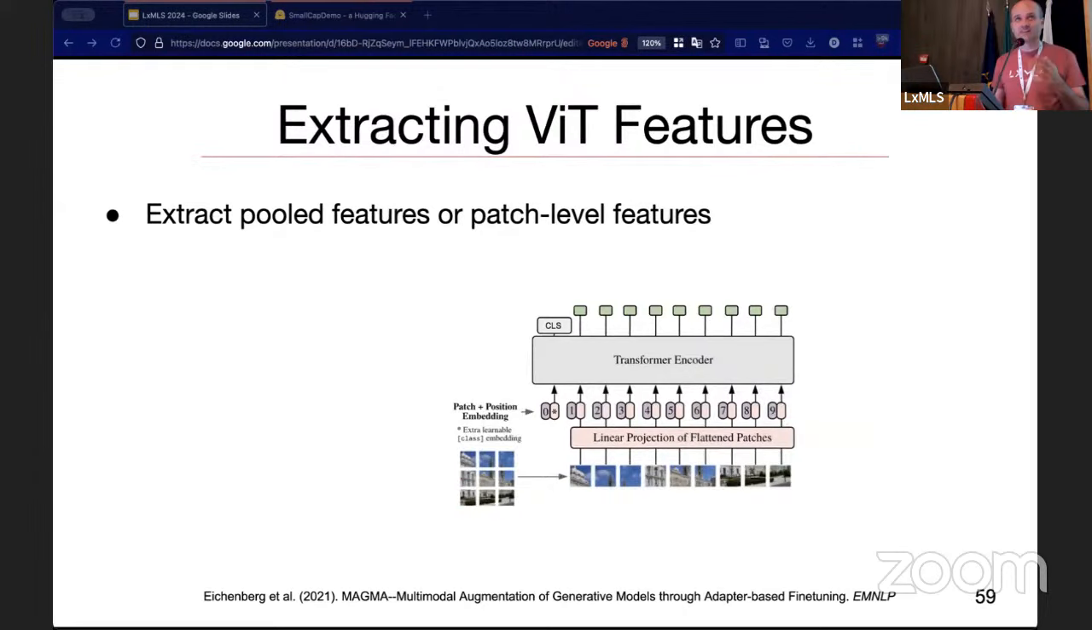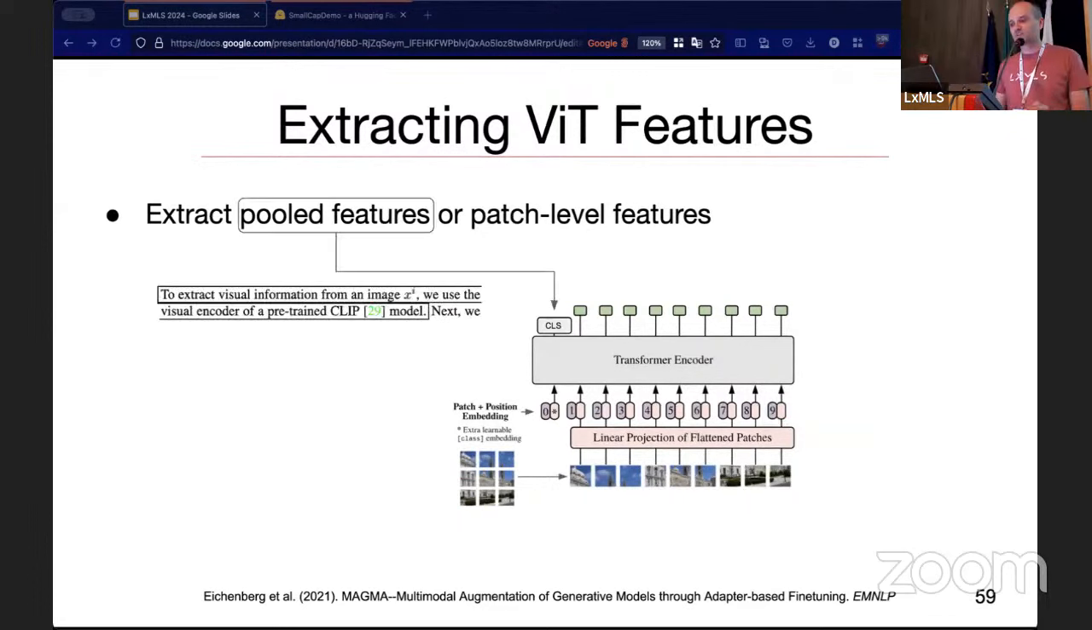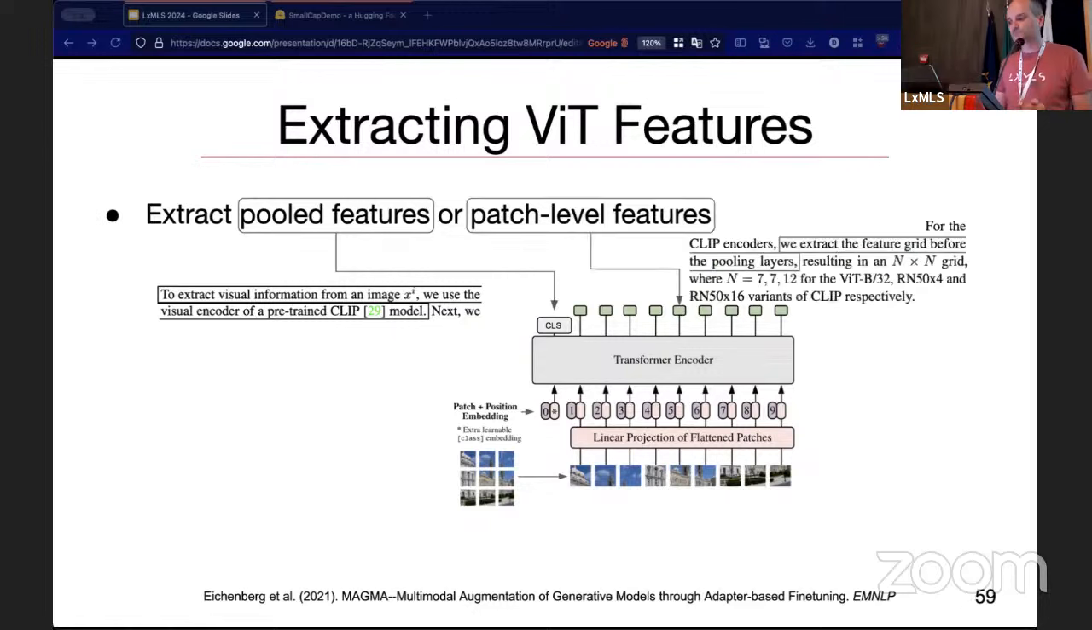And they can be used in pretty much the same way as convnets. You can extract pooled features, or you can extract region or patch level features. So if you see a paper that's working with pooled features, you might see, to extract visual information from the image, we use a visual encoder pre-trained on CLIP. That's it. CLIP gives you this one summary vector that represents the image in its CLS output embedding. Whereas if you're using patch level features, it might say something like, we extract the feature grid before the pooling layers, resulting in a grid. It's telling you exactly what the inputs and outputs are here.